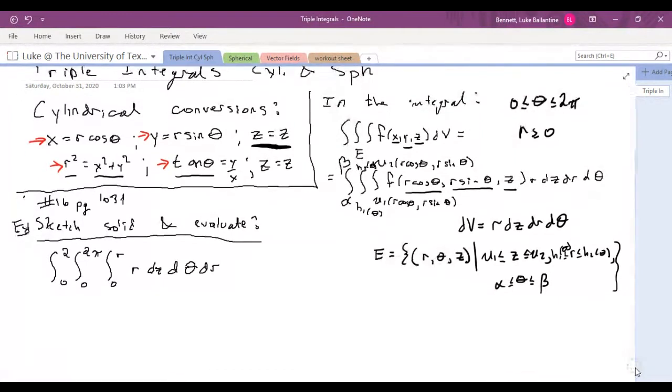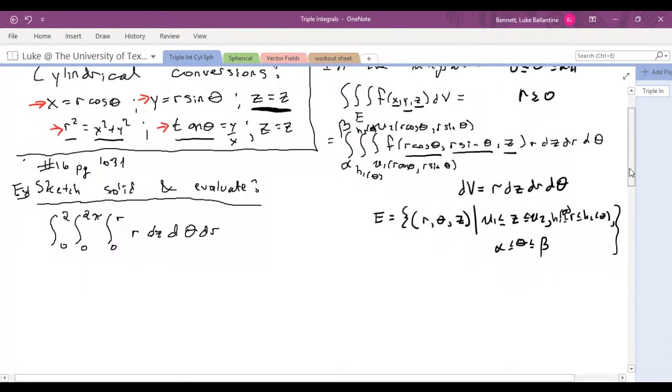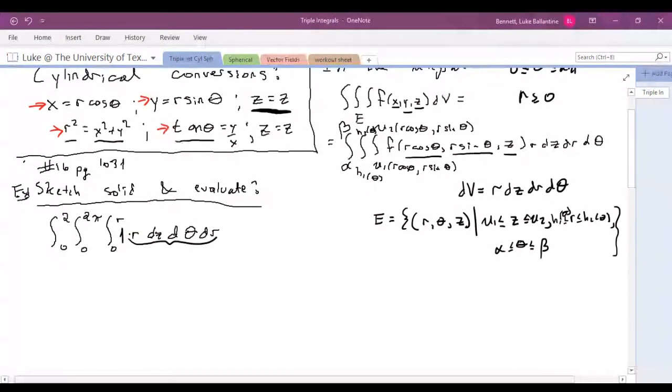Okay, so let us look at this example from Stewart's Calculus book, page 1031, number 16. Sketch the solid and evaluate. Now remember, this is the equivalent of dV, so the function that we're integrating is 1. Thus, what this triple integral calculates is really volume.